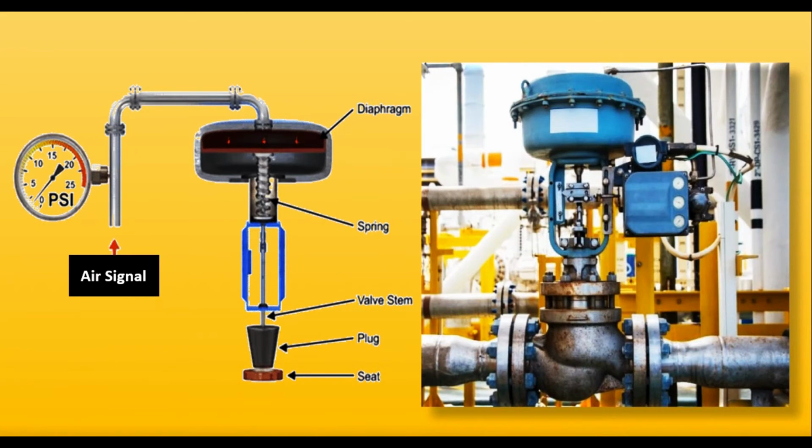The valve will start closing on applying air, so it is also known as an air to close control valve. An air to close control valve is shown in the pictures. It will start closing on applying air. We will apply air from here and here, and the valve will start closing.